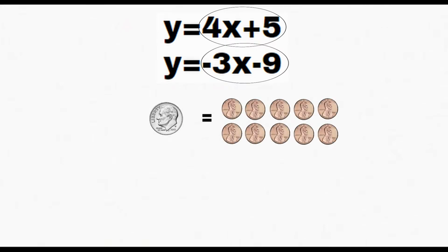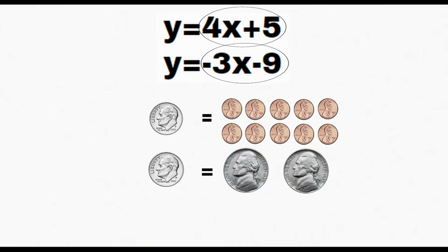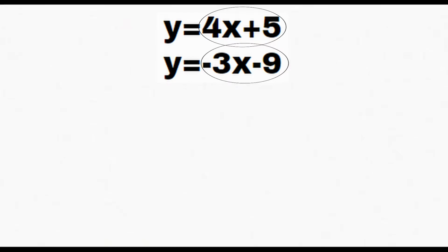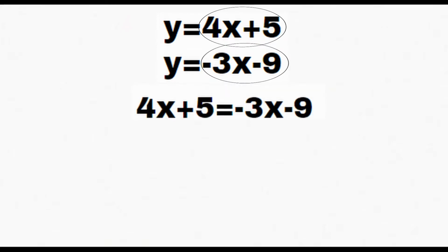Visualize that a dime is equal to 10 pennies, and a dime is also equal to 2 nickels. So in this case, that must mean that 2 nickels must also equal 10 pennies. This is similar to a system since the first equation equals y and the second equation equals y, so that means these two parts of the equation must also equal each other.